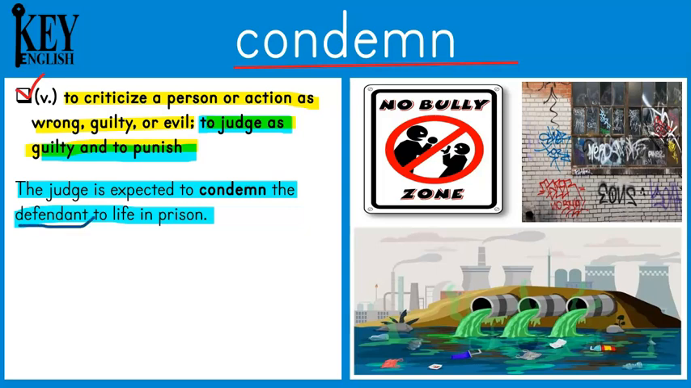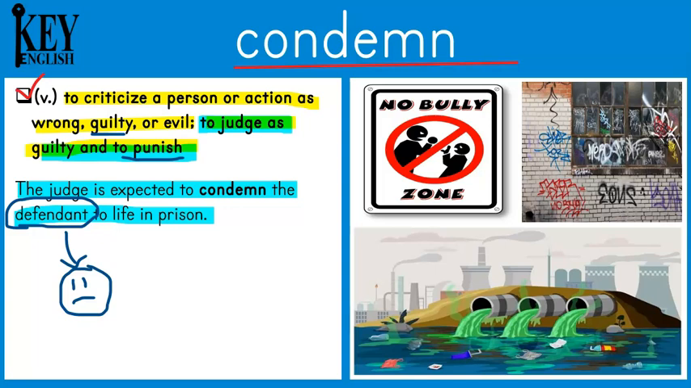So that's where this second definition here would come in. And a defendant would be the person that we think has done something bad. So the criminal or the bad guy, and the judge condemning them means that the judge is saying strongly that he is guilty and that he needs to be punished. So that's what this sentence is talking about here.